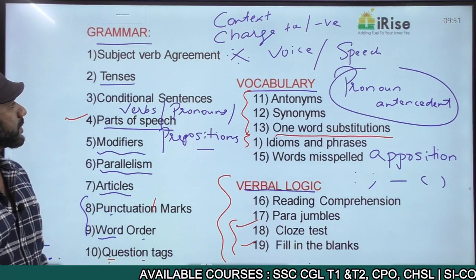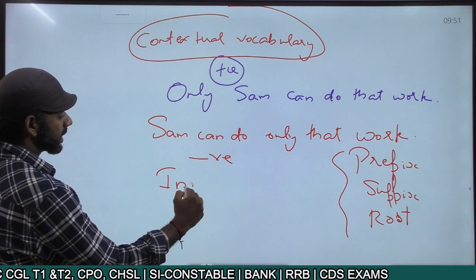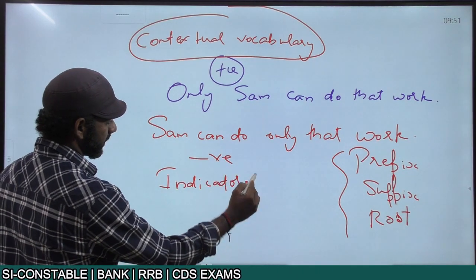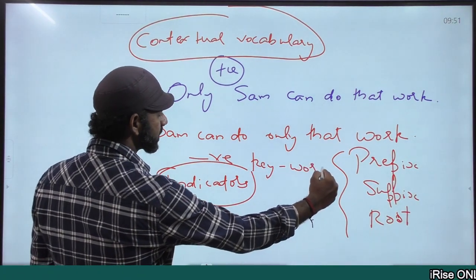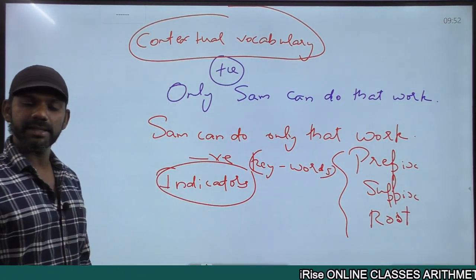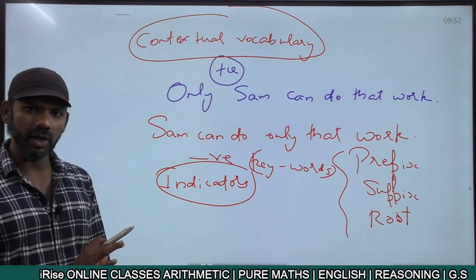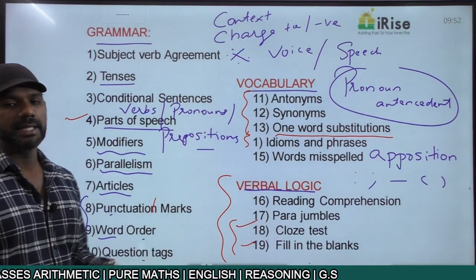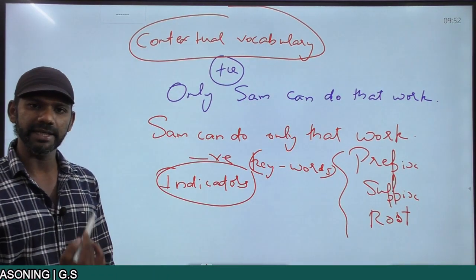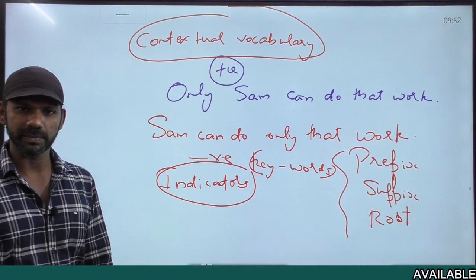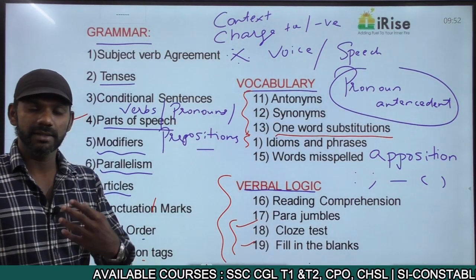There is one concept which will help us while approaching all types of verbal questions. That concept is indicators. Indicators are in fact keywords. I'll give you the list of indicators. You need to memorize the list and make sure that you don't miss any indicator while reading. We will solve questions in the grammar part, in the vocabulary part, and in the verbal logic part based on this concept, indicators, the keywords, apart from the other concepts. Clear?